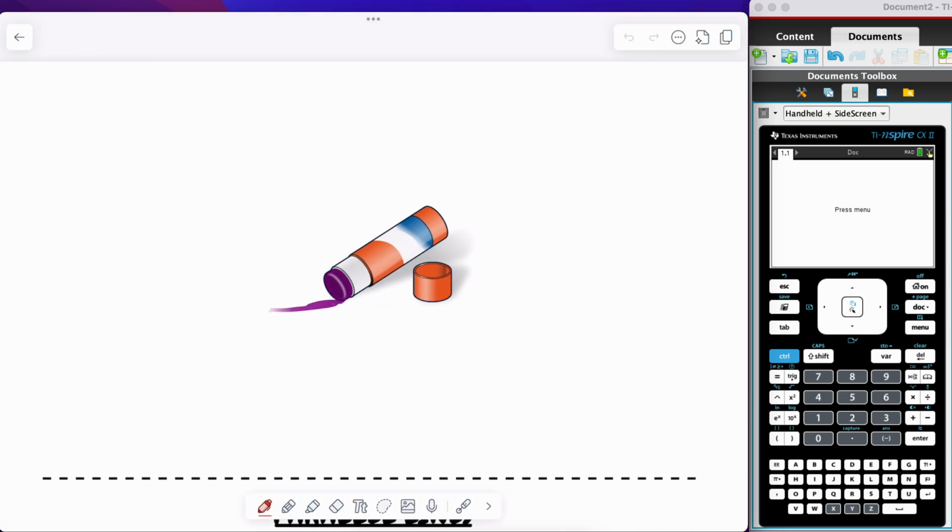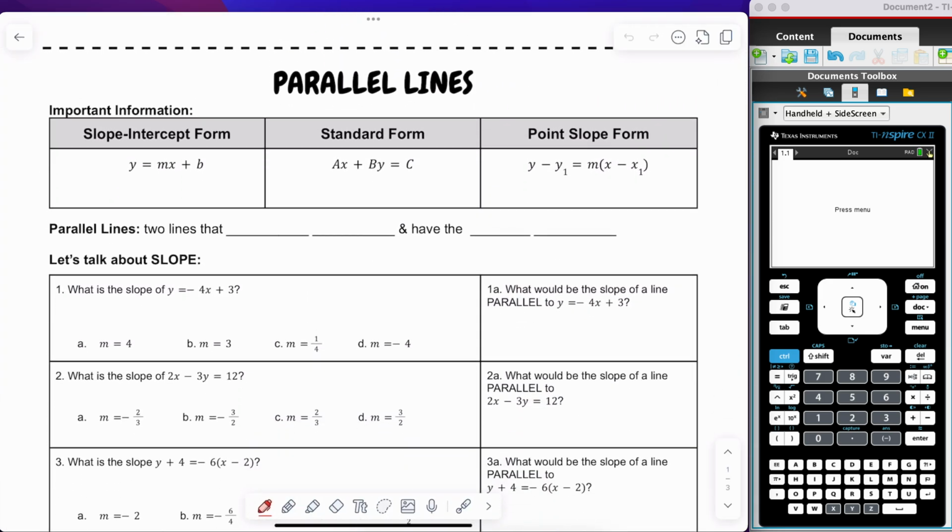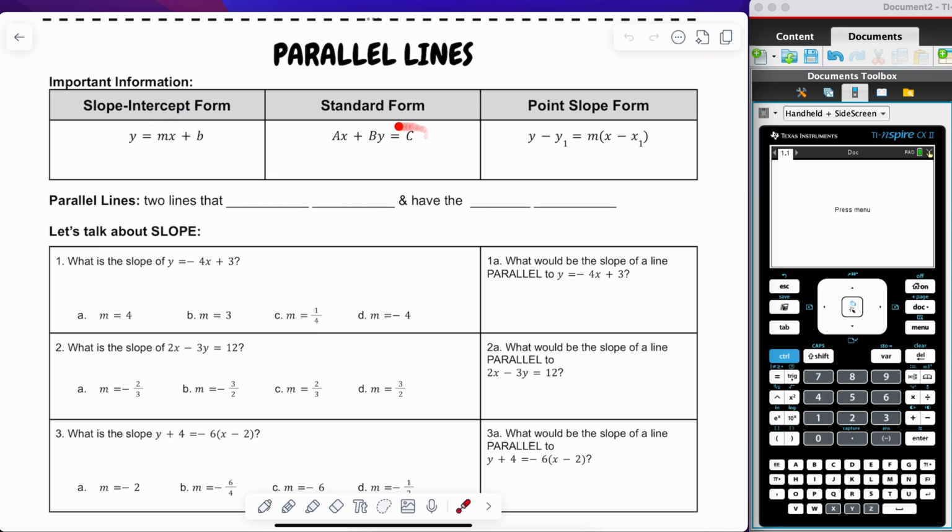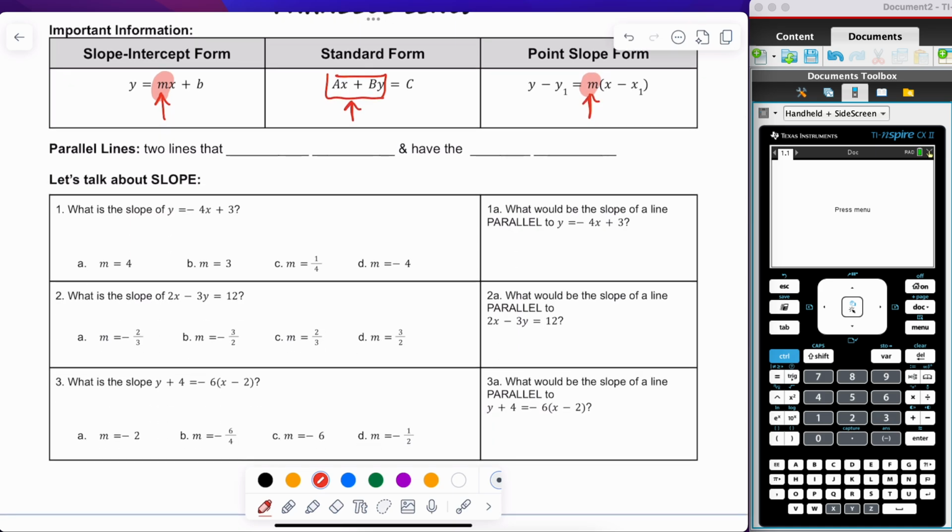Let's go ahead and take a look at our notes. These three types of equations are what we call our three linear equations: slope-intercept form, standard form, and point-slope form. And if you notice, almost all of them have an m. You have m, and then this standard form, we're just going to use the ax plus by. That's important today. So when we talk about slope, we're going to talk about m, the ax plus by, and then the m.